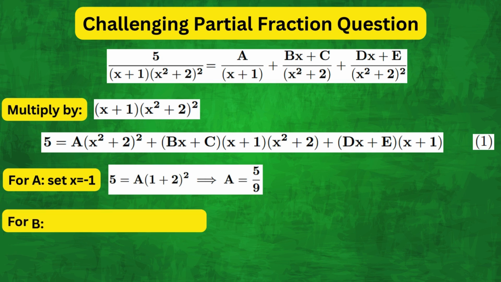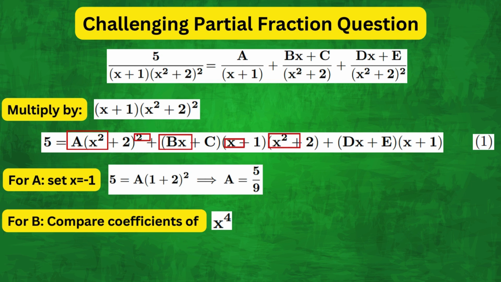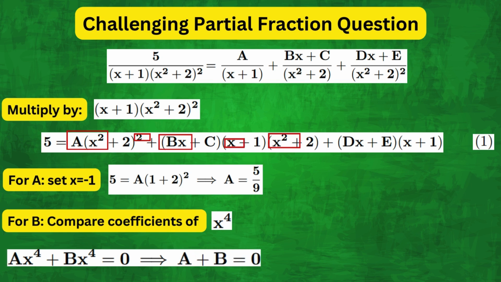Now for B, we can compare the coefficients of the x to the 4 term on both sides. So on the right hand side we get Ax to the 4 plus Bx to the 4, and of course there is no x to the 4 term on the left, so the equation becomes A plus B equals to 0, and therefore B equals to minus 5 over 9.